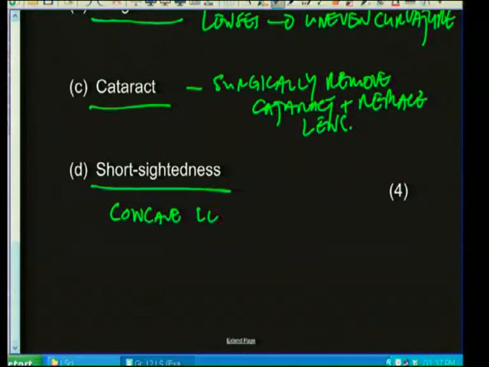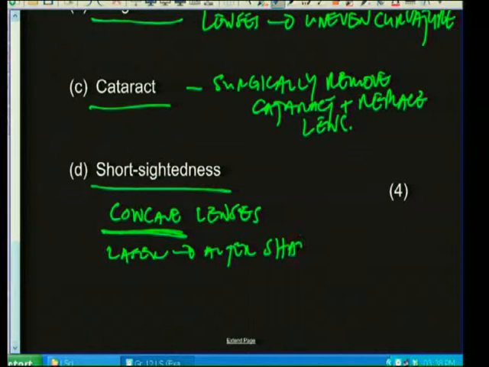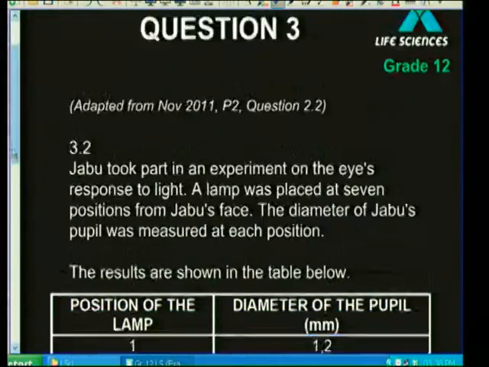To correct that, we need to correct the focal length. And how do we do that? By changing the curve of the lens. We would give the person concave lenses, either contact lenses or even spectacles, but the lens itself must be concave. Or again, laser to alter the shape of the cornea. So one of the two we could give the person. Good. Let's move on. Still on the eye.